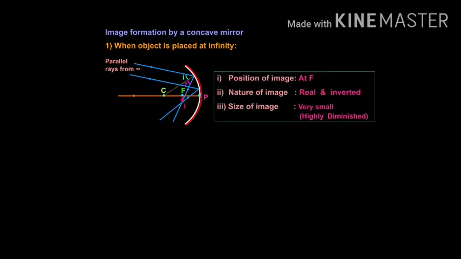So these are the properties. Position will be at F, nature is real and inverted, inverted you can see, and real because the light rays are actually meeting, and the size is very small, that you can see in the diagram.